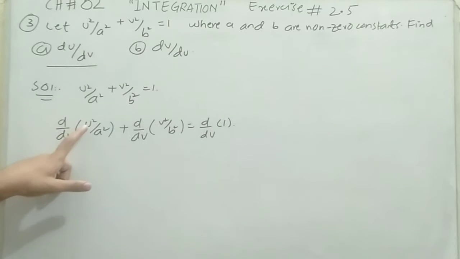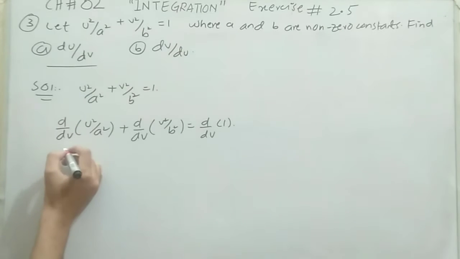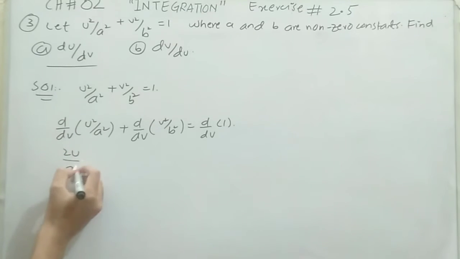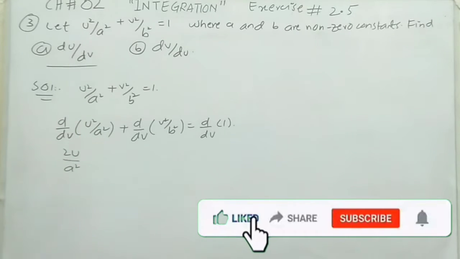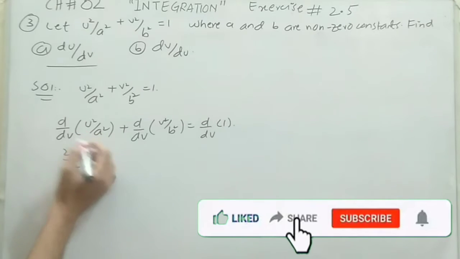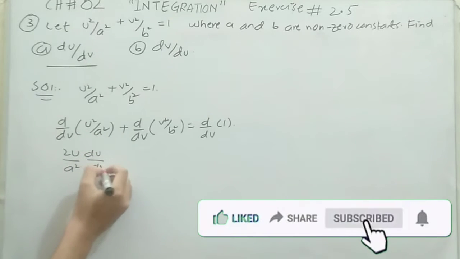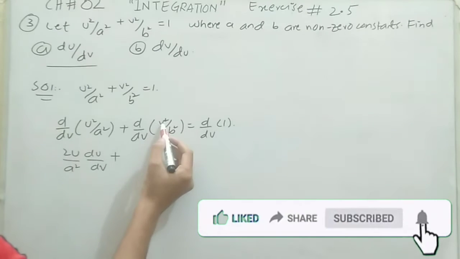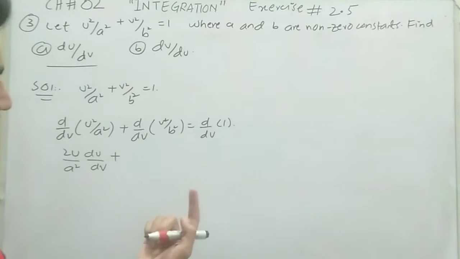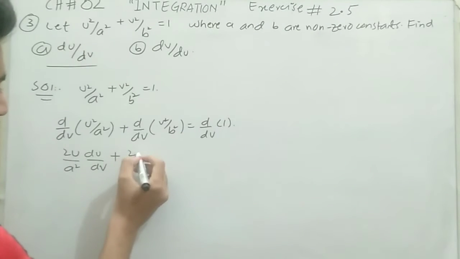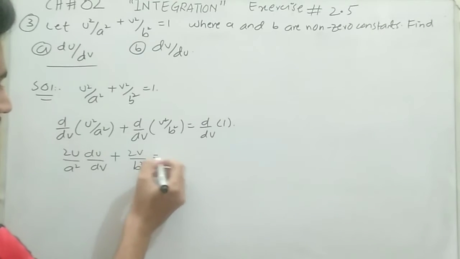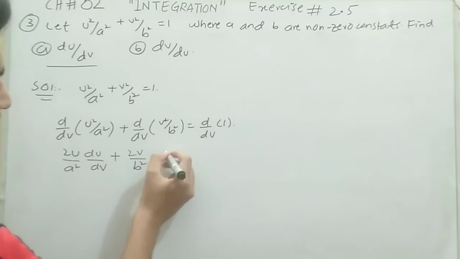Now here the inner function is u and here we have v, so it means the derivative of u square is 2u and divided by a square is a constant, so 2u divided by a square. We have inner function u, so it becomes du by dv. After this, here we will differentiate v with respect to v. We don't have any inner function, so it becomes 2v divided by b square is equal to the derivative of a constant, which is 0.